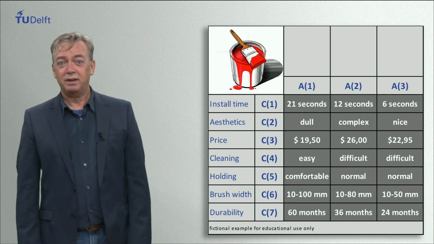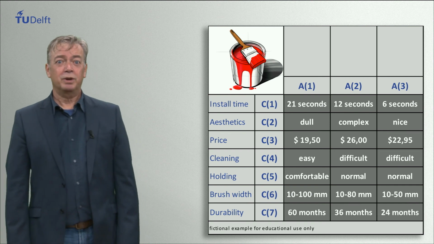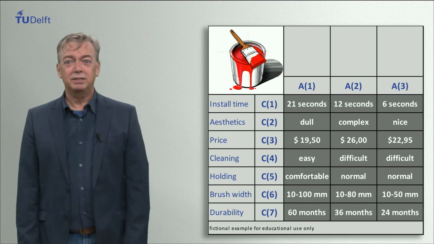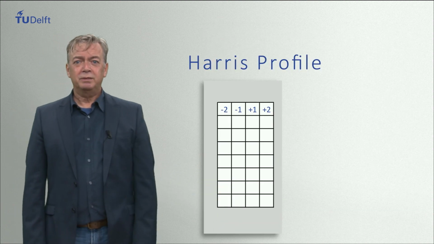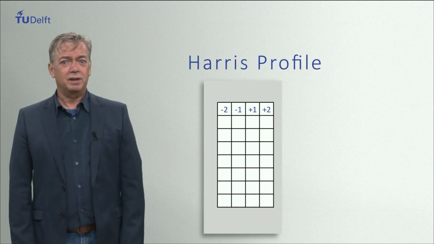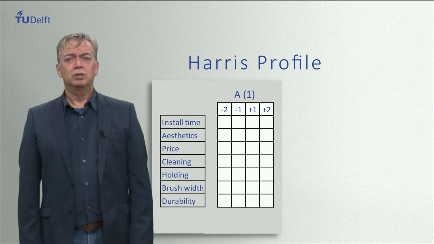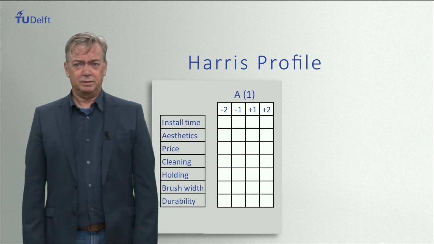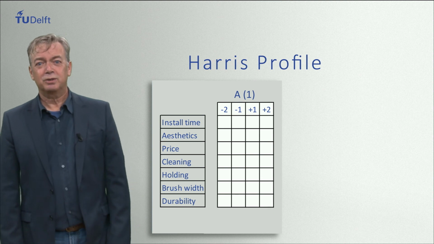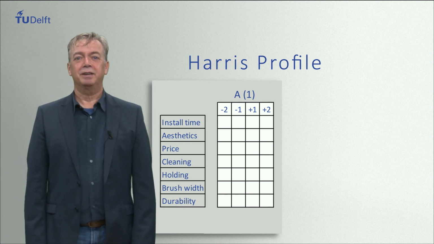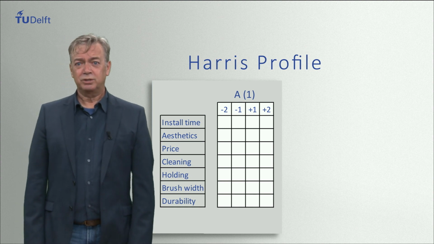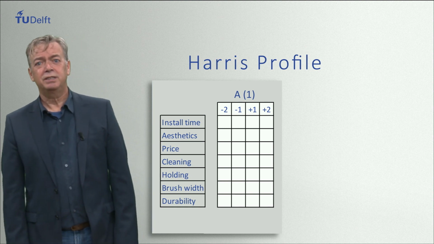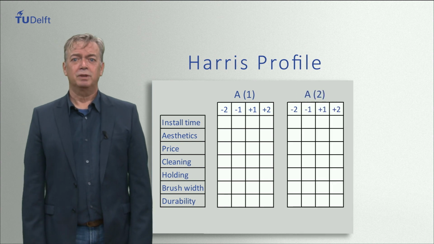A Harris profile has 4 scale positions for each criterion, coded -2, -1, +1 and +2. The 4-point scale can be interpreted differently for each criterion. The scores are not numerically added. A +2 for one criterion does not compensate for a -2 for another criterion. And for each alternative, a profile is constructed, and in our example, this leads to 3 profiles. You can see them over here.